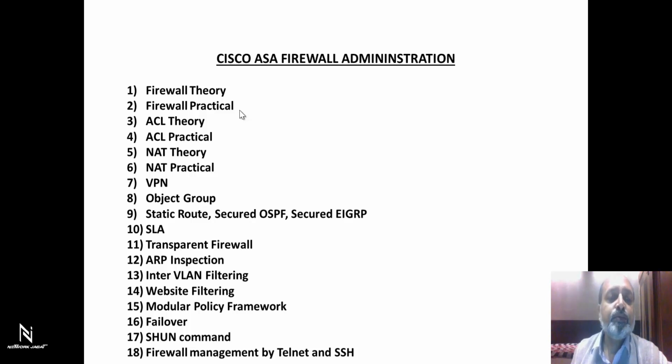Then transparent firewall. Now this transparent firewall, ARP inspection, and inter-VLAN filtering, these three are related topics. Why? Because in all these three cases we are placing the firewall in place of a switch, not in the place of a router. If we are placing it as a router, then the firewall can do NAT for us, can do routing for us, and definitely will provide a gateway for the hosts.